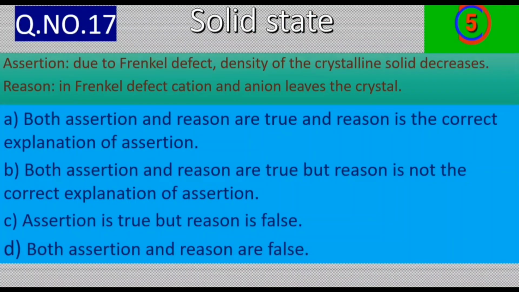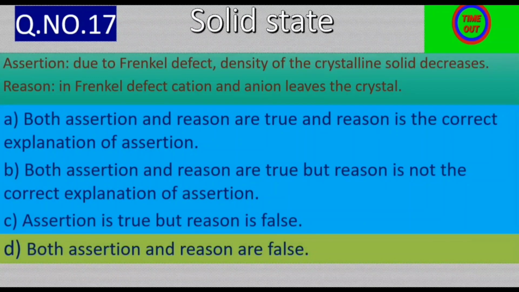Question number 17. Assertion: due to Frenkel defect, density of the crystalline solid decreases. Reason: in Frenkel defect, cation and anion leaves the crystal. Answer: both assertion and reason are false. Option D.